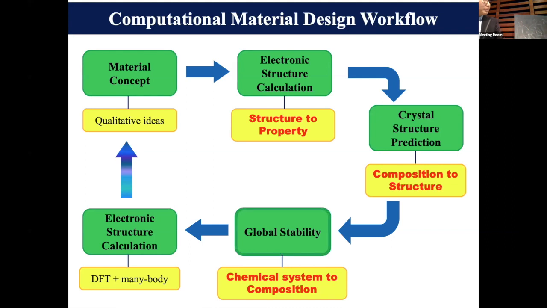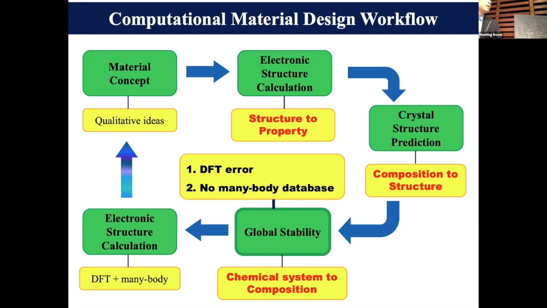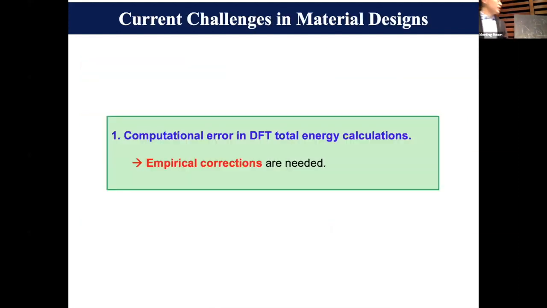So the time is limited. I'd like to focus on the global stability in this talk. There are two main issues in the global stability. The first one is the computational DFT error, and the second one is that no many-body database is available. We will discuss item by item. The first issue is that there is computational error in the DFT calculation. In order to resolve this issue, we need an empirical correction.